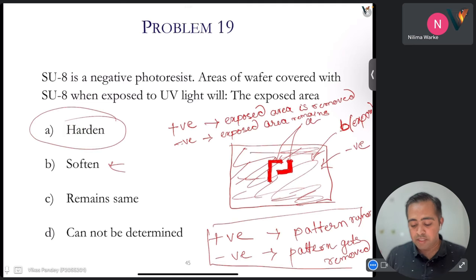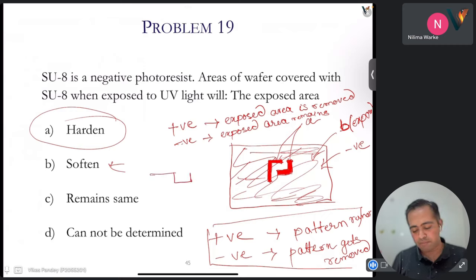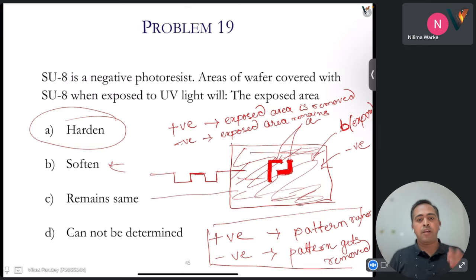And in this case, if this area will remain, what we can do is go for lift off, where we will have a depth at that place. Like, at the place where we want to make the pattern, there is a trench, and when we are depositing metal on it, how will the metal get deposited?